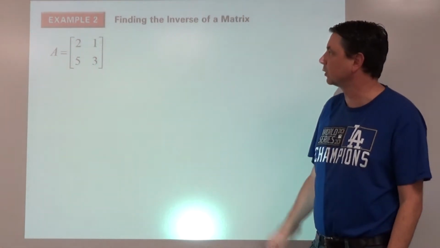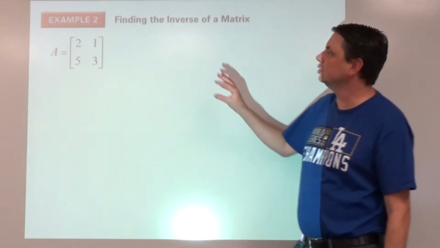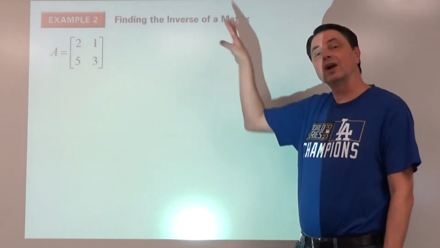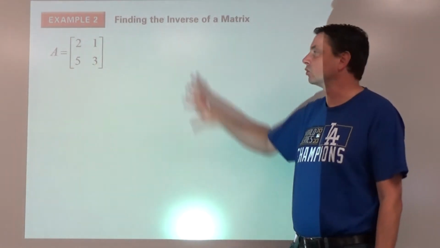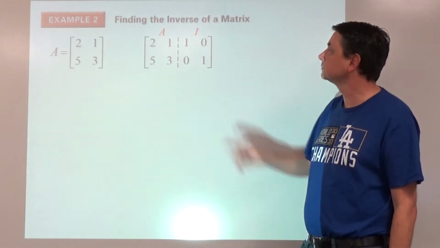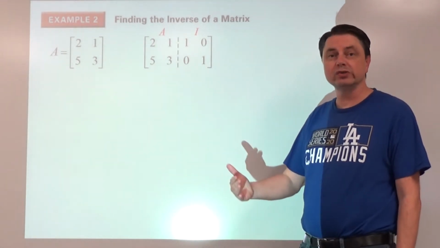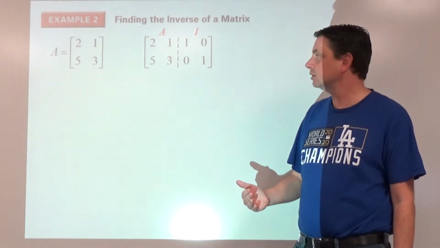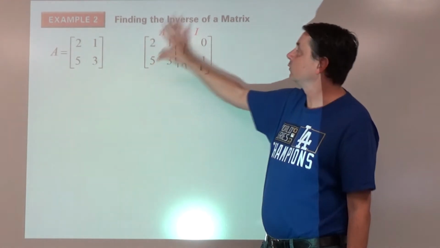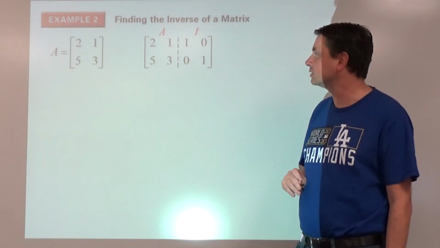Here's the first way we're going to do it. We're going to use an augmented matrix. So what we do is we write an augmented matrix for matrix A, where the right side, again we use the dotted line, is going to be the identity matrix. Like that. And then our goal is to use Gauss-Jordan elimination so that the left side becomes the identity matrix. And when we do that, the right side becomes the inverse matrix.